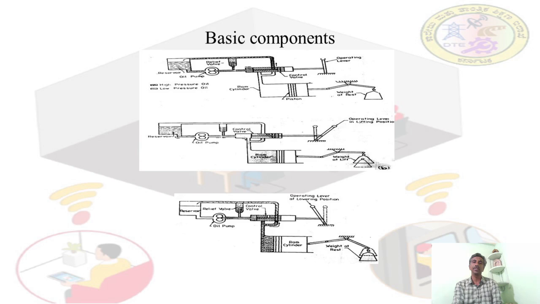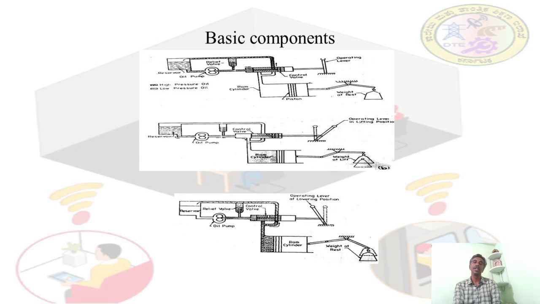The actuator contains the cylinder and piston and piston rod arrangement, and this cylinder may be single acting or double acting. In the single acting cylinder, the input will be taken from one side and the output will be given on the other side. In the double acting cylinders, both faces of the piston get the pressure.